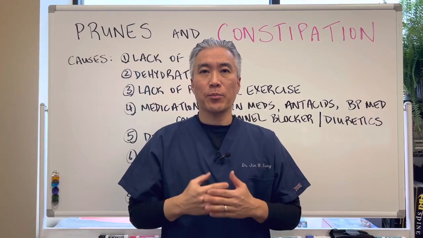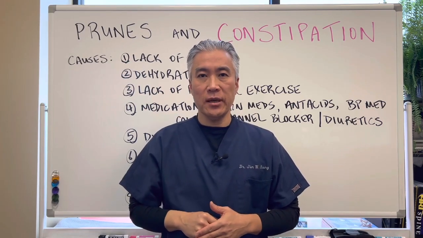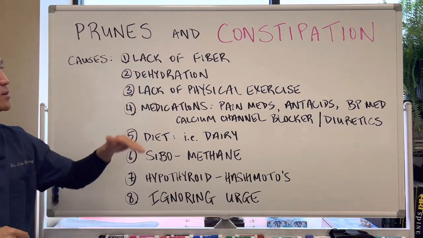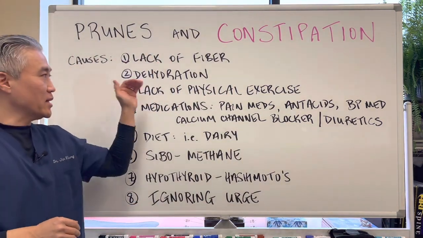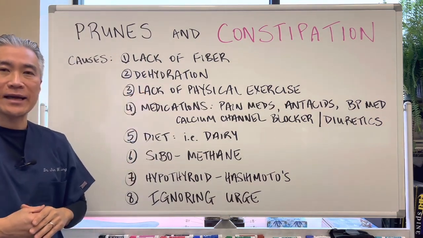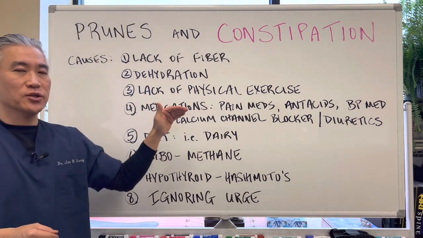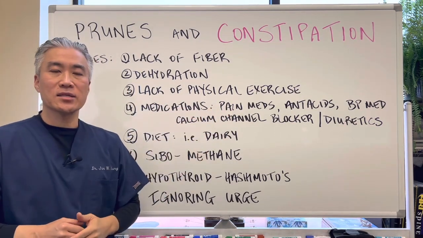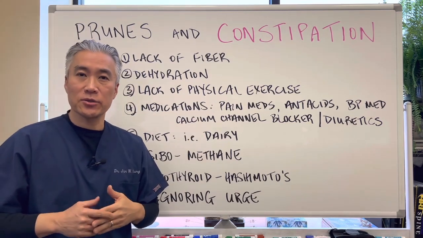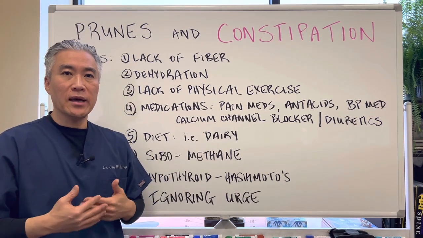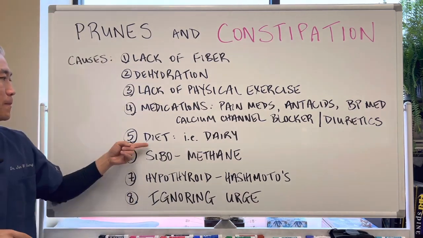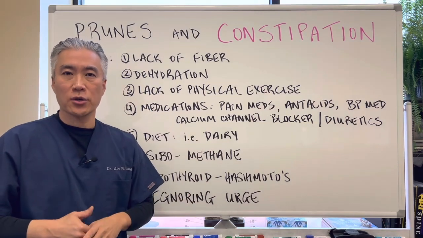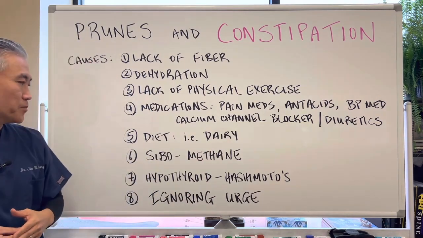Today we're going to talk about prunes and constipation. So let's get right into it. Some causes for constipation: lack of fiber, dehydration, lack of physical exercise, medications, especially pain medications, narcotics, antacids, blood pressure medications, including calcium channel blockers, as well as diuretics, diet. For example, high consumption of dairy can also cause constipation.